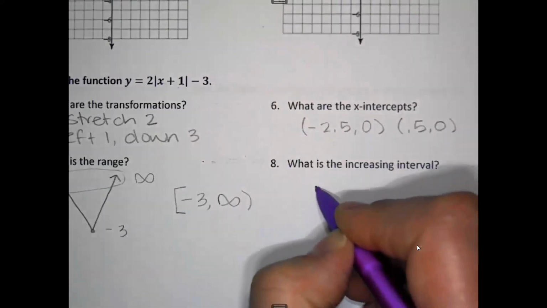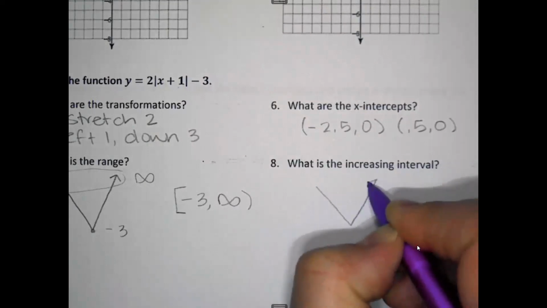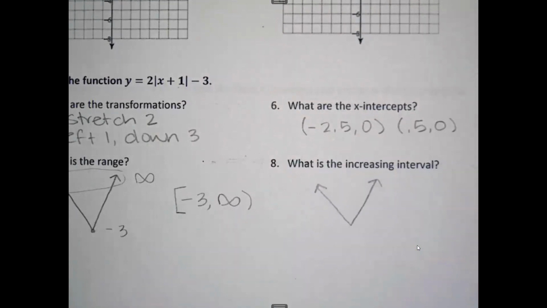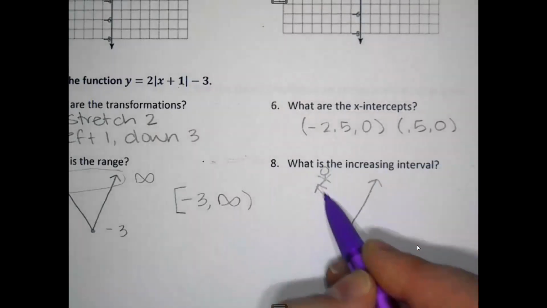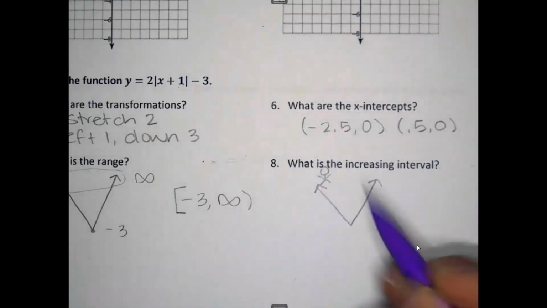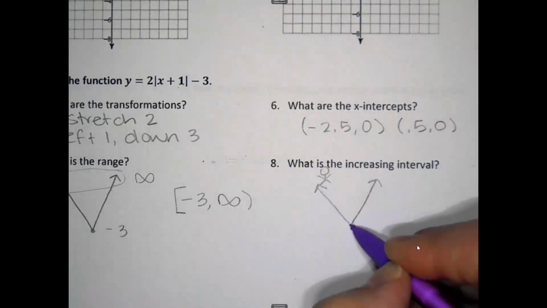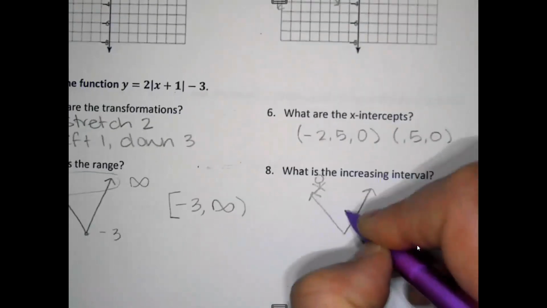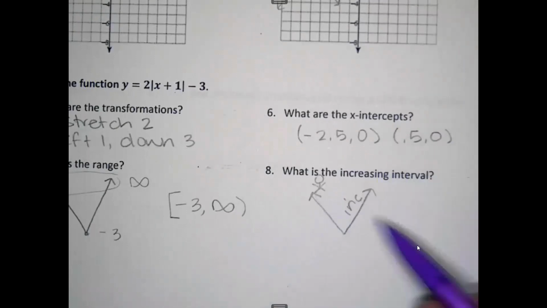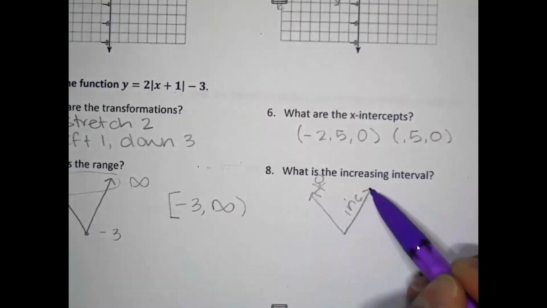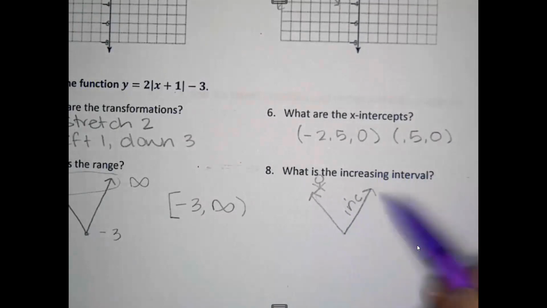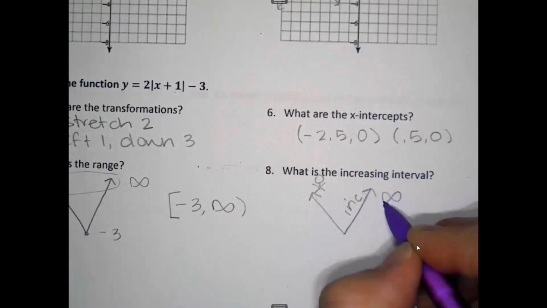For the increasing interval, that is going to be where my little stick figure dude is walking uphill. So if he goes for a walk, this part is downhill, so I'm going to ignore that. But starting right here, he starts to go uphill. So this would be increasing. And I just want to label this value right here and this value over here. And so this is a right arrow, and a right arrow is a positive infinity.